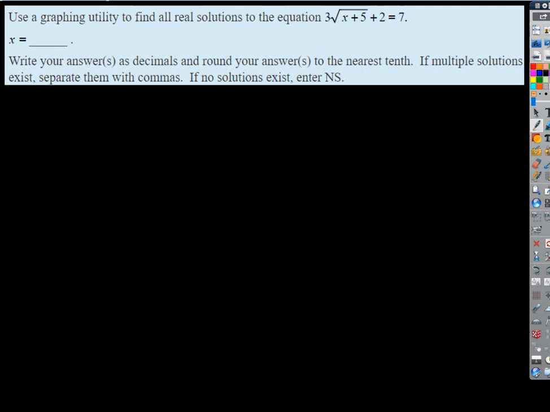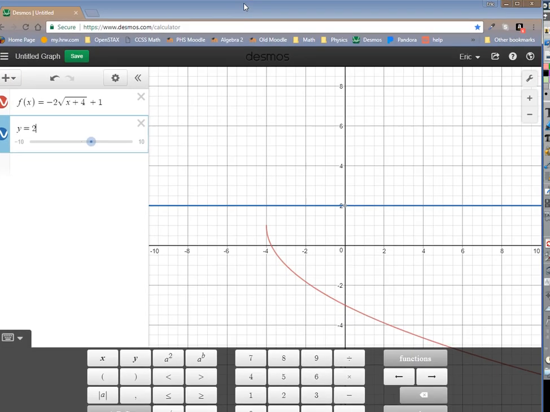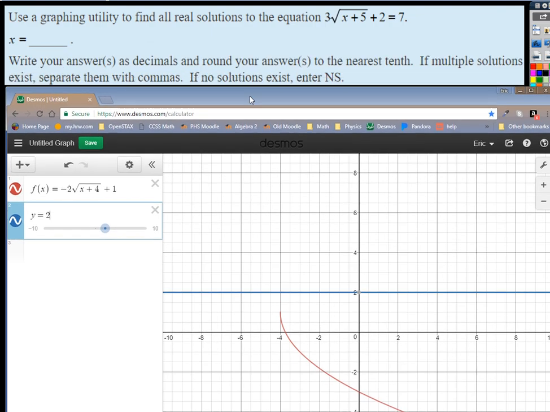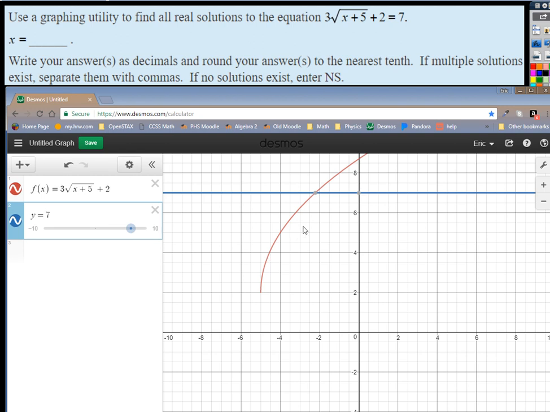Okay, next one. How about this one? Let's just alter this a little bit so it works. We'll just edit this first line. So instead of a plus 1, we're going to get a plus 2. Inside the radical, we get x plus 5. And out front, instead of a negative 2, we get a 3. Okay, down here we have y equals 7. So those do intersect. They intersect right there, don't they?